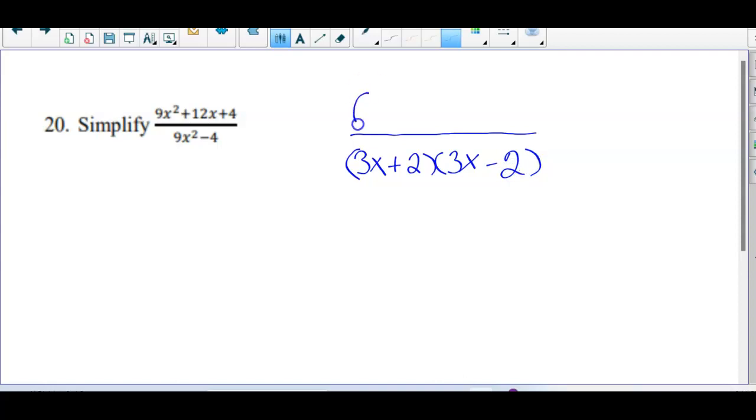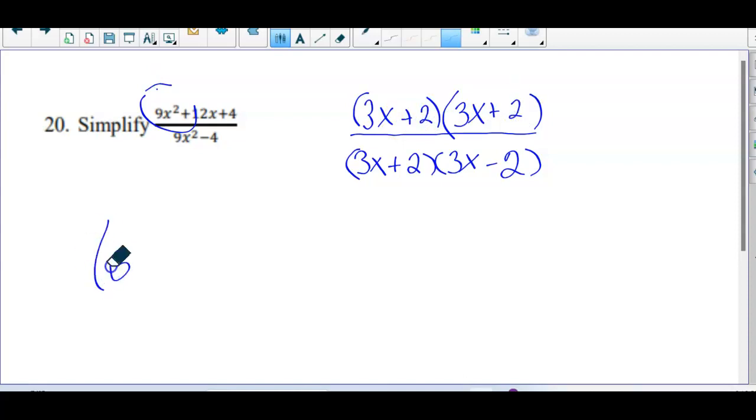And then the top, I have to reverse FOIL. I'm guessing, this is a guess. I should probably put it over here. I'm guessing that it's 3x times 1x. It could be 9x times 1x. But usually when they ask you to simplify, something's going to match down here. So I'm just going to guess. Okay, this is an educated guess, but I'm going to guess.